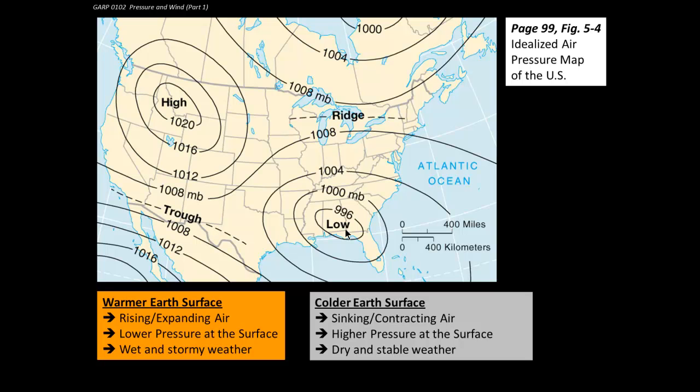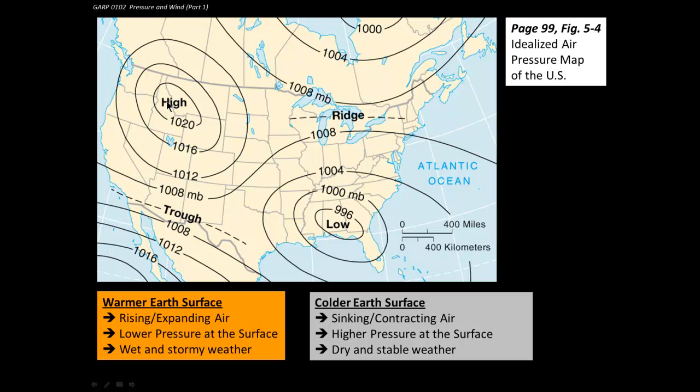Now, how do we get a high pressure area? A high pressure area we get by sinking and by contracting air. When air is sinking down, basically creating a pile of air molecules near the surface, that gives us high pressure, and high pressure means dry and stable weather.